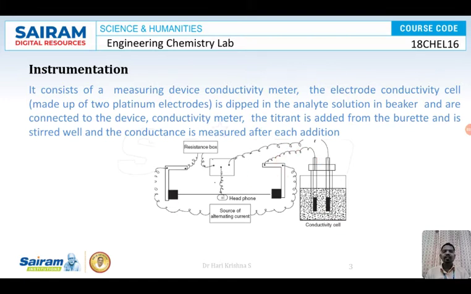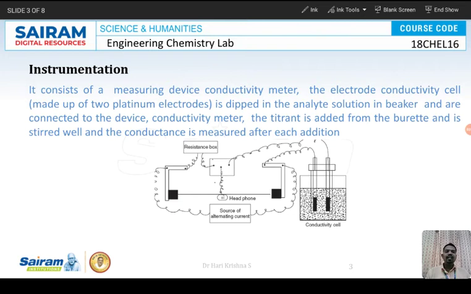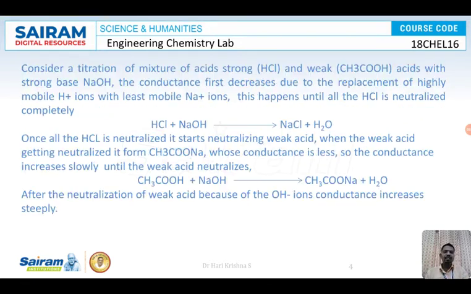And you will have a burette. In the burette, you're going to take a solution, the titrant. You're going to dip a stirrer, or fix it to a magnetic stirrer or a blow pipe. When you add the titrant to the conical flask or beaker, you're supposed to blow it, so that the solution will mix. The conductance will be measured in the conductivity meter here. So here we're going to do conductometric estimation.